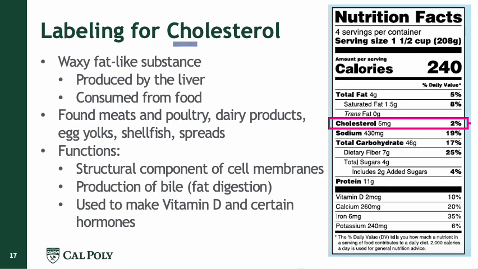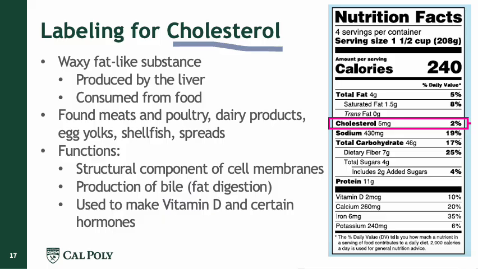Now, labeling for cholesterol. Cholesterol is a different type of lipid with a different structure. If you want, you may Google it. It's more like a ring structure, and it's a waxy, fat-like substance. It's produced by the liver in our bodies, and it may also be consumed from food. An important thing to notice is that our body is capable of producing all the cholesterol that we need in the liver, so we don't really need an intake of cholesterol.